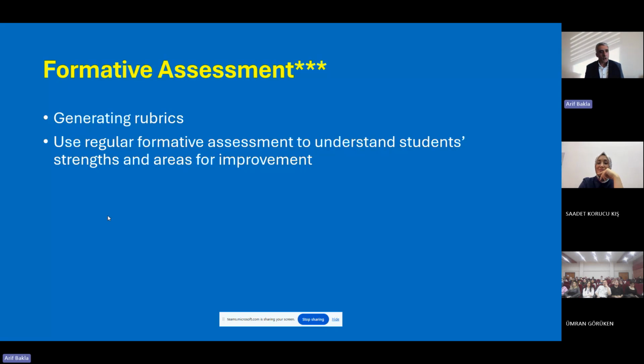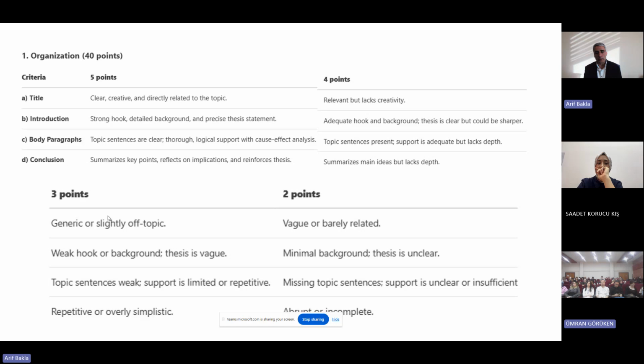You could ask AI tools to generate rubrics, and you can ask AI tools again to create tests, formative assessment tests, because formative assessment is important. It is assessment of learning and assessment for learning. Okay, assessment for learning. Organization. So I asked it to give me a rubric for, let's say, grading student essays. Okay, and it gave me this, and it was not bad. You can still work on this. It was an analytical one.